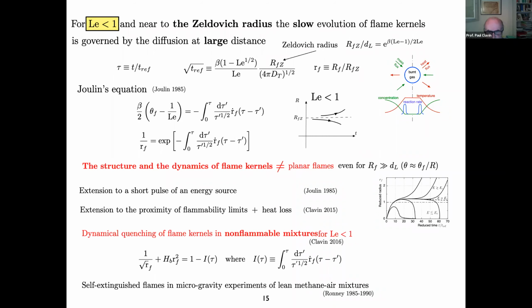It was also interesting that work I did later on was to explain the dynamical quenching of flame kernel in non-flammable mixture. But I will just say that it's possible to extend the analysis of Guy Joulin to describe this phenomenon of self-extinguished flame in microgravity experiment of lean methane-air mixture. This was observed by Paul Ronney.